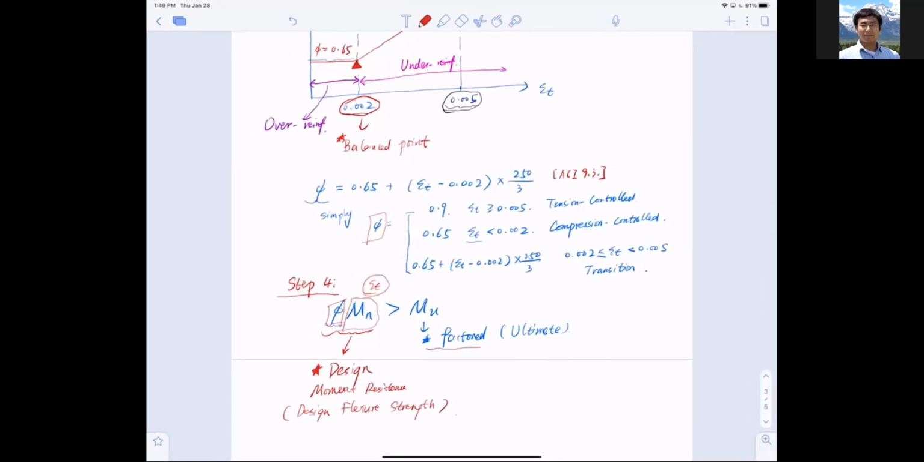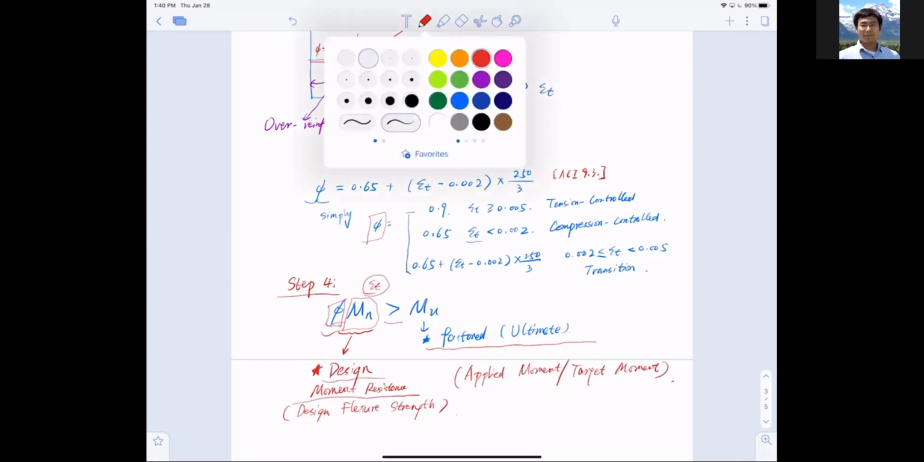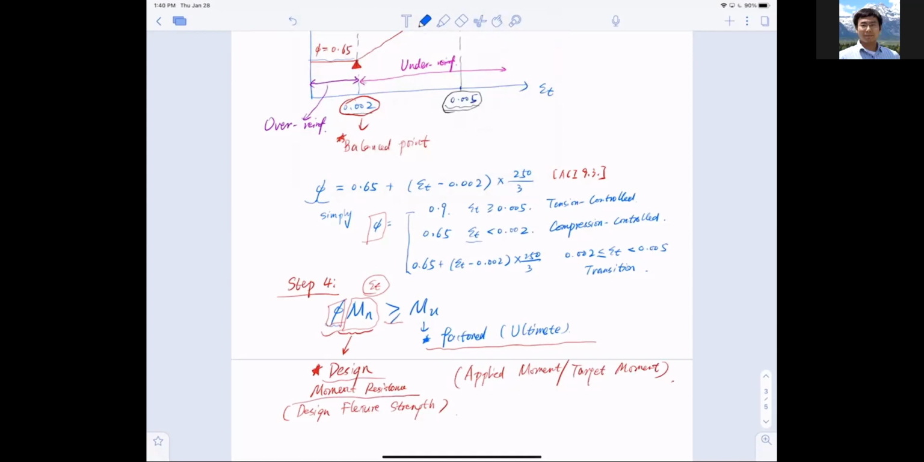And this factored moment can also be called the applied moment, or sometimes you see people call it the target moment, and so on and so forth. All in all, the purpose of our design or analysis is to ensure my design moment resistance is always greater than or equal to Mu, which is the factored moment.